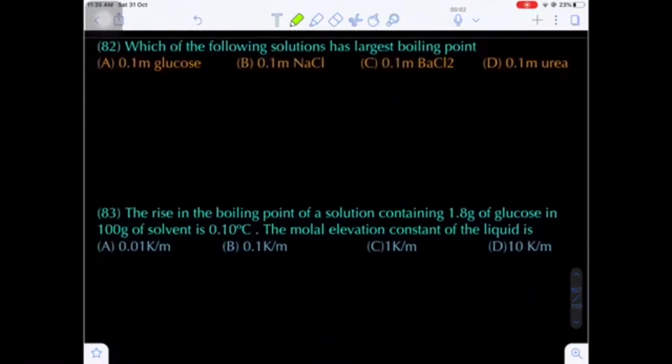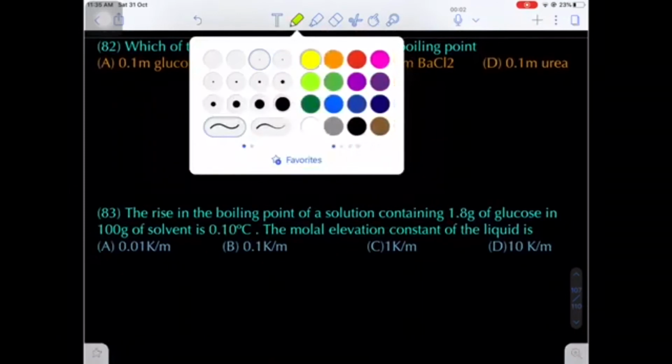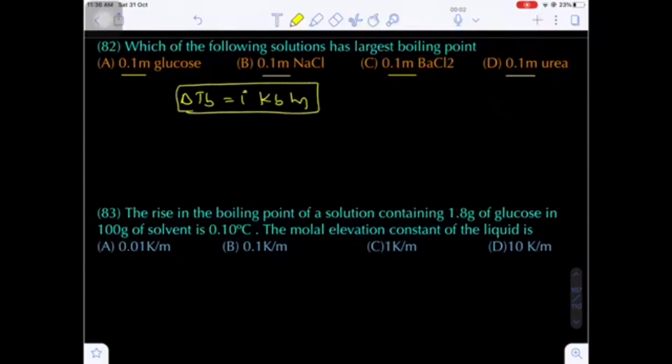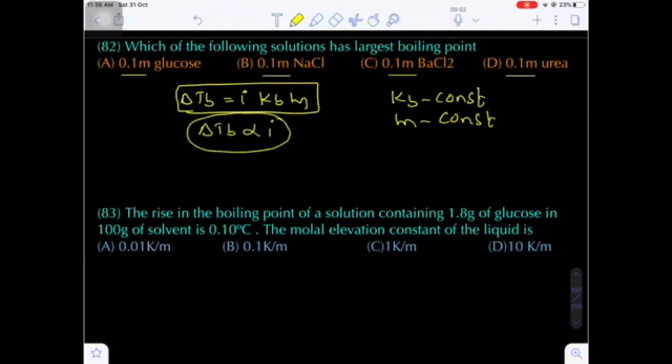Okay. Now question number 82. Which of the following solutions has the highest boiling point? Now you see, in all these cases the molality remains the same, 0.1 molal. If you want to find delta Tb, which is equal to i multiplied by Kb multiplied by molality, here in all these cases Kb is constant because the solvent is water, and molality is also constant. Then what about the elevation in the boiling point? It is directly proportional to i.